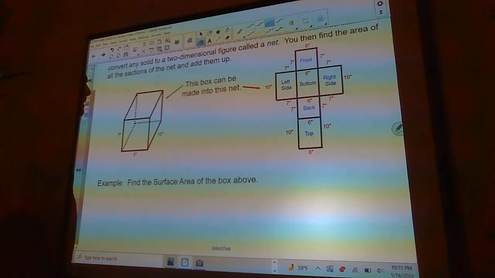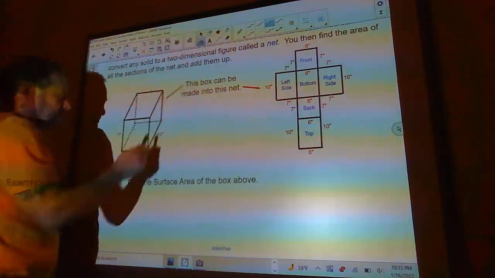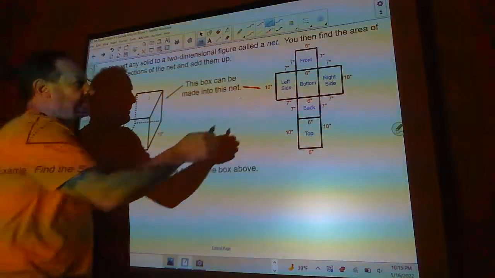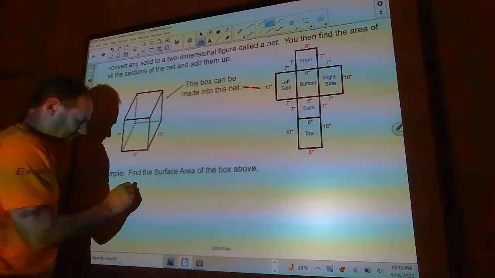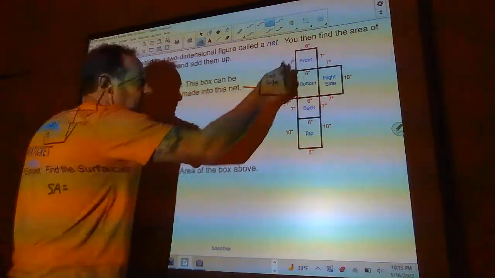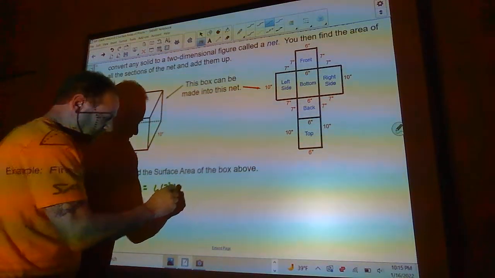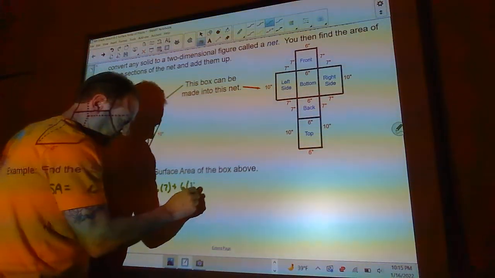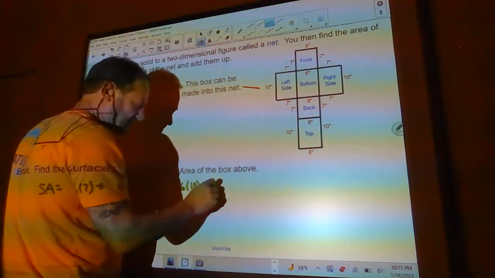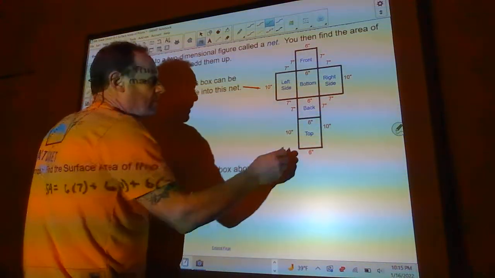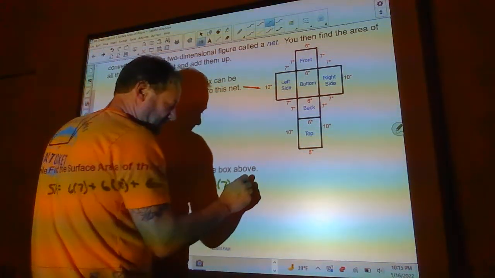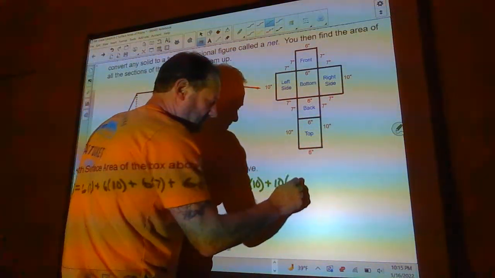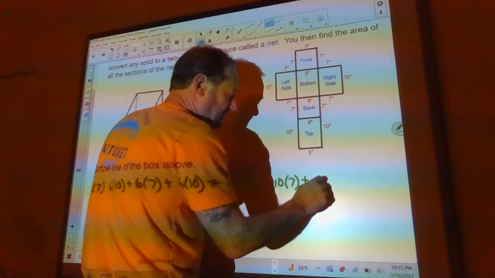If you don't like to do it that way, there's other ways to find the surface area, but this is a pretty good visual way. So if I just look at the front, the surface area is going to equal, the front is going to be 6 times 7, plus the bottom is going to be 6 by 10, plus the back is going to be 6 by 7, plus the top is going to be 6 by 10, plus the left side is going to be 10 by 7, plus the right side is going to be 10 by 7.